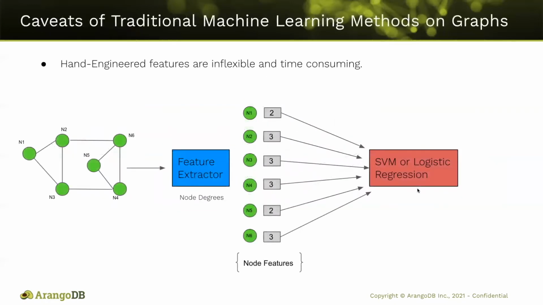However, there are some caveats of these traditional approaches. That is, they are restricted in nature because these hand-engineered features are inflexible. That is, they cannot adapt during the learning process, and designing these features can be time-consuming and could be an expensive process.